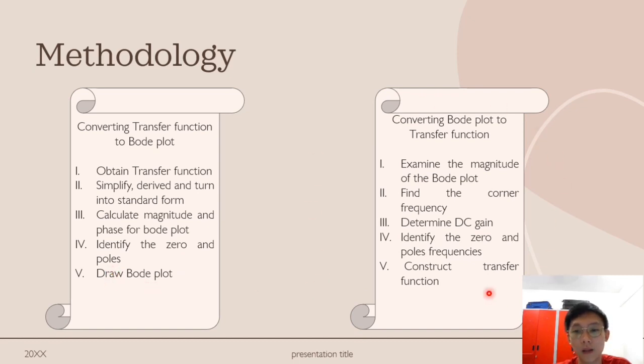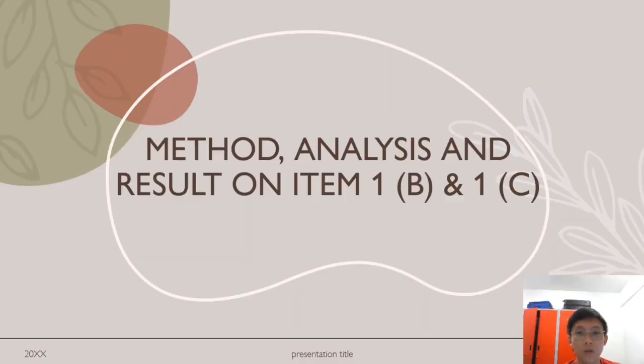For the second part, the first step is to examine the magnitude of the BODE plot. Second, find the corner frequency. Third step, determine the DC gain. And the fourth step, identify the zero and pole frequencies. And the last part is to construct the transfer function. For the third slide, I will present the method analysis and result on item 1B.